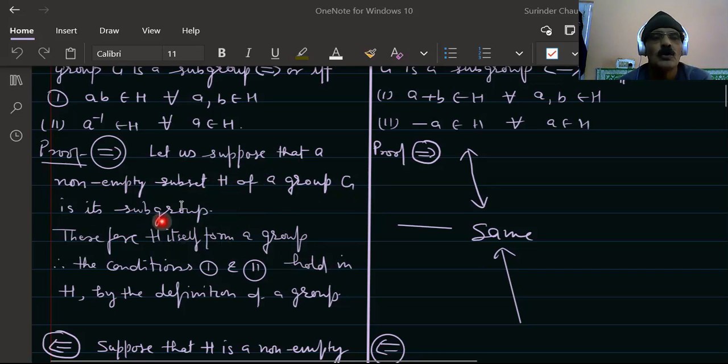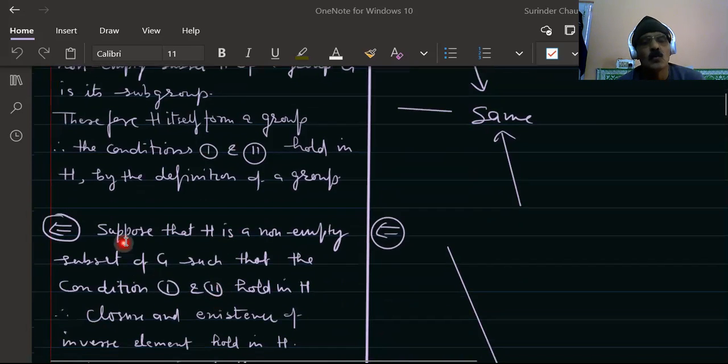If G satisfies all the four axioms, closure, associative, inverse element, and identity element on the basis of multiplication, then H also satisfies all the four axioms. Therefore, inverse element and closure property hold in this. Therefore, closure and inverse element are in H.